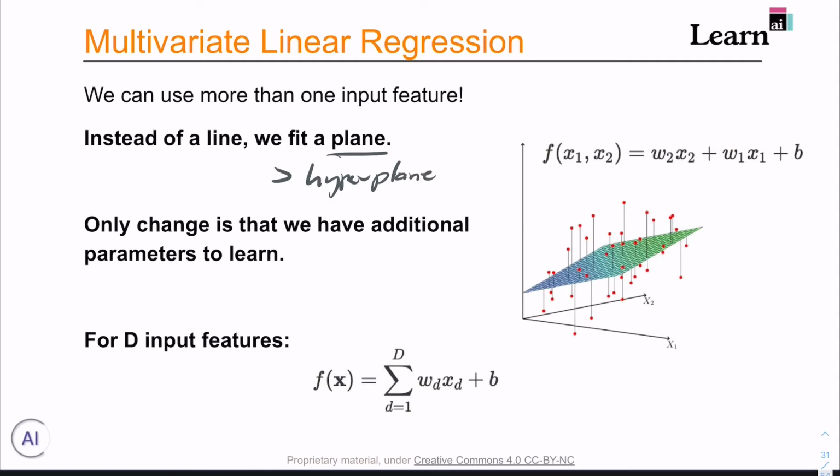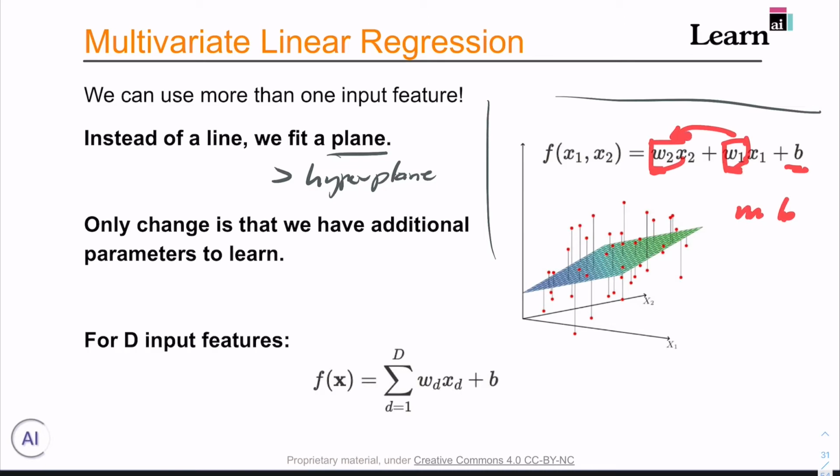The only change here from our univariate linear regression is that we just have more parameters to learn. So in the 2D case, look over here, we have W2, W1, and B instead of M and B, right? So we've added an extra one. I've changed M to be W1 so we can add on to them using just the 2. Okay, so W means weight here.